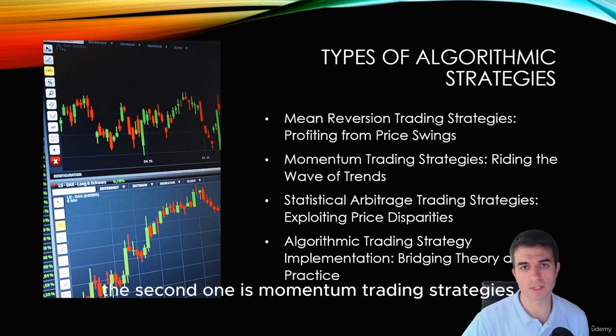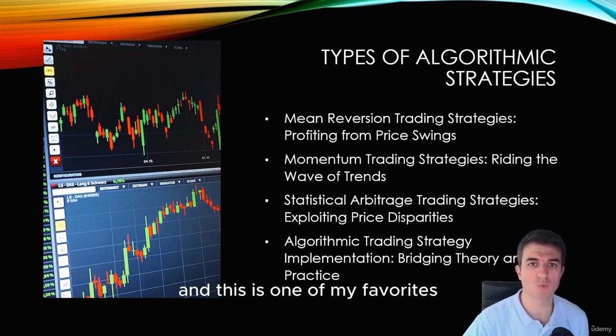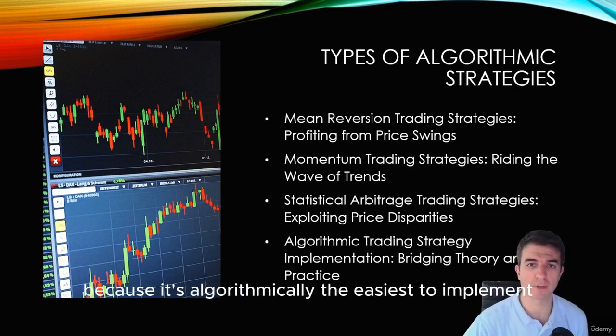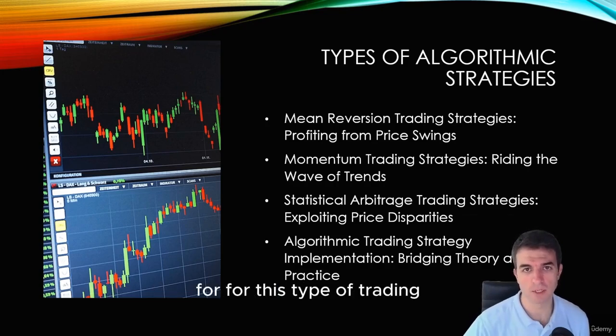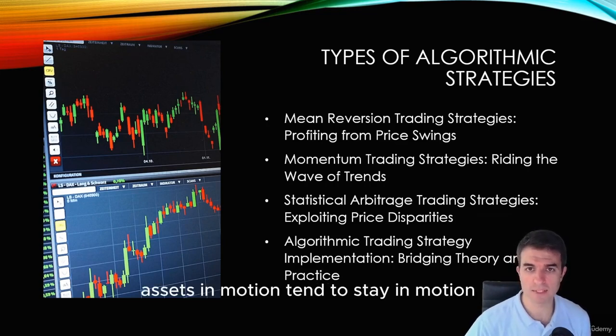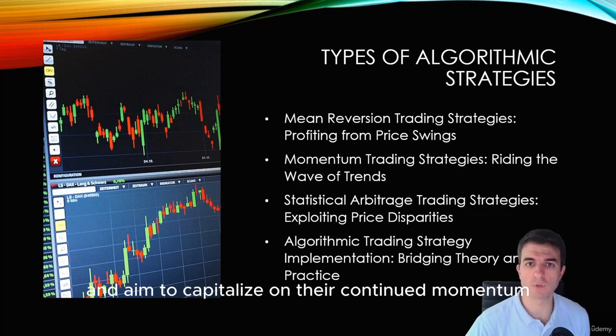The second one is momentum trading strategies, riding the wave of trends. And this is one of my favorites because it's algorithmically the easiest to implement. So what happens for this type of trading? Momentum trading strategies operate on the belief that assets in motion tend to stay in motion. These strategies identify assets with strong price trends and aim to capitalize on their continued momentum.